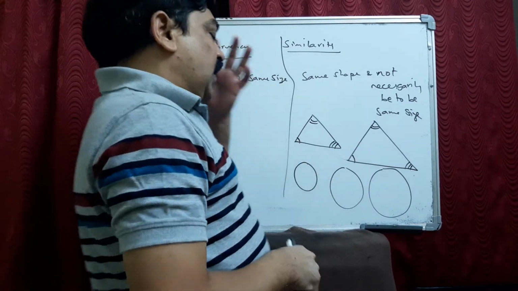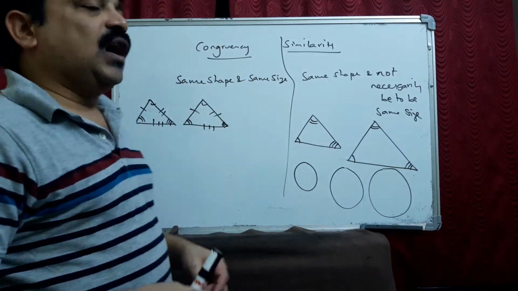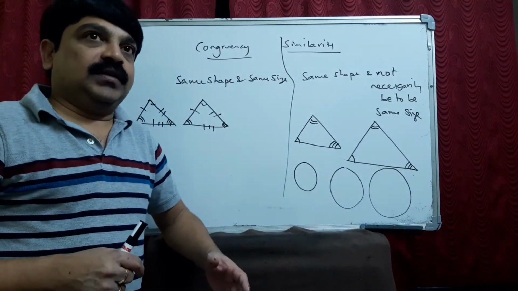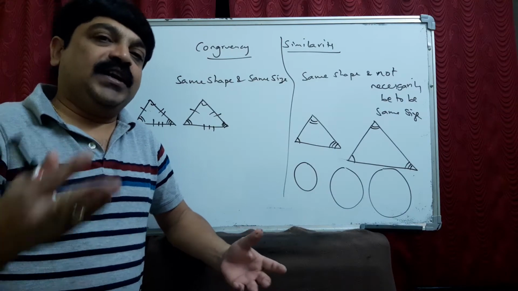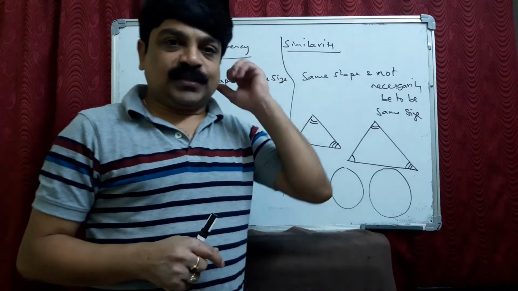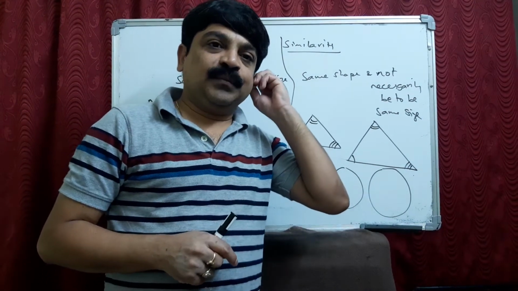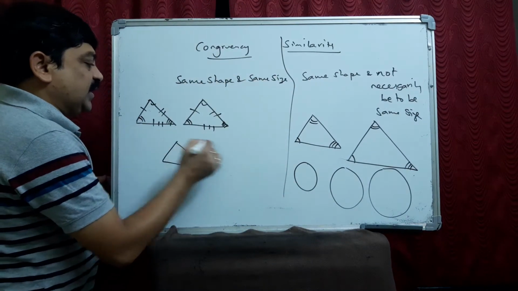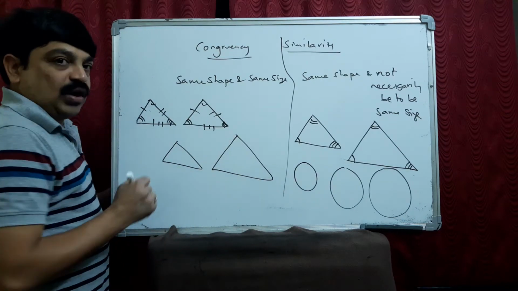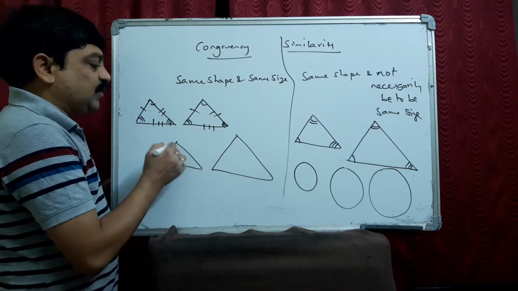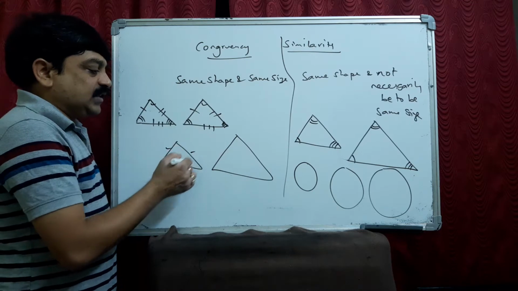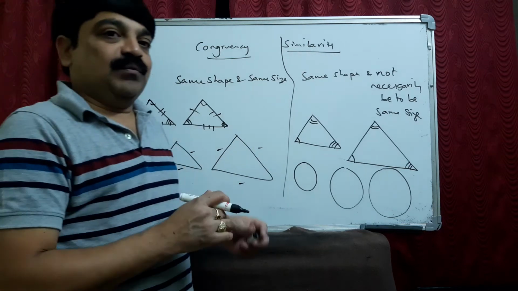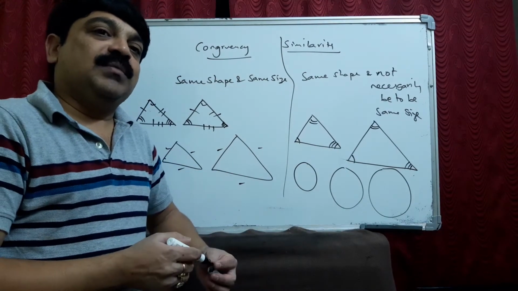Now in different types of triangles, how will the triangles be similar? Triangles will be similar by default only if they are equilateral triangles. Why only equilateral triangles? Because in equilateral triangles all the angles will be equal and all the sides are equal, so both figures will have the same shape. Both are triangles and both will have the same shape.